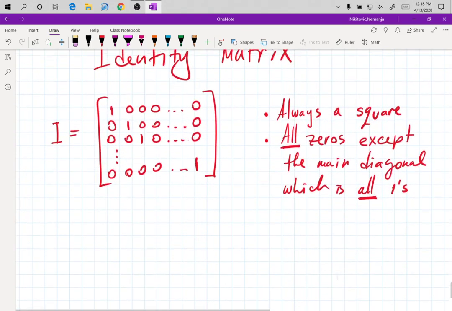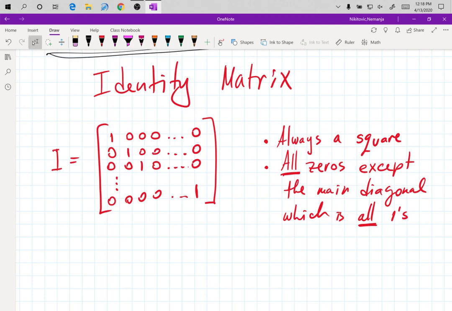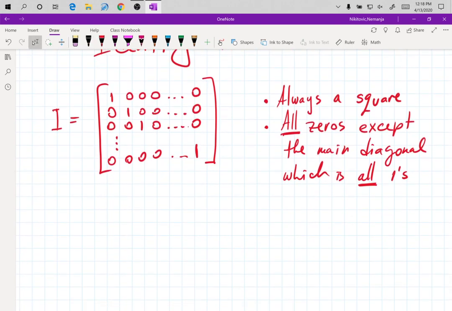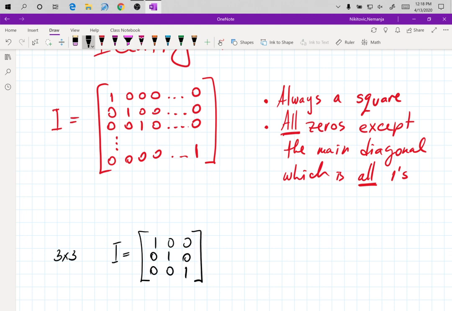All right, so identity matrix is a square matrix that has all zeros except the main diagonal. So when you want the 3 by 3 identity matrix, and this is the one that we use most of the time, you would have it as 1 0 0, 0 1 0, 0 0 1. So that will be identity matrix.